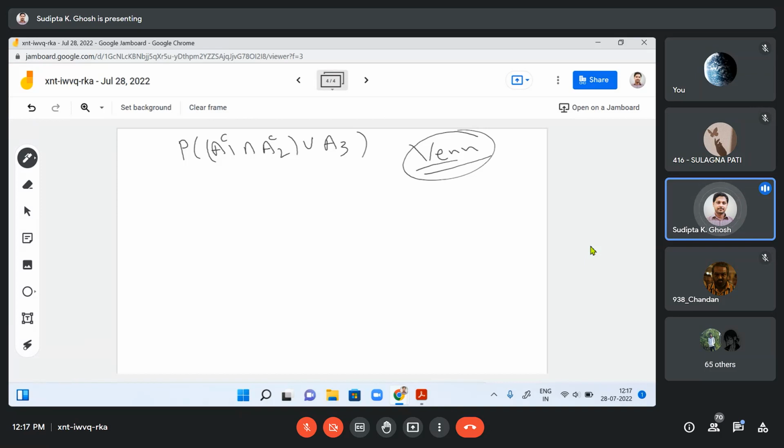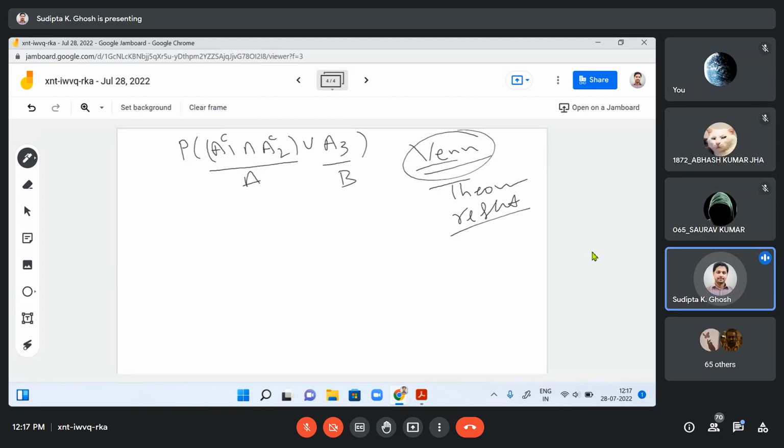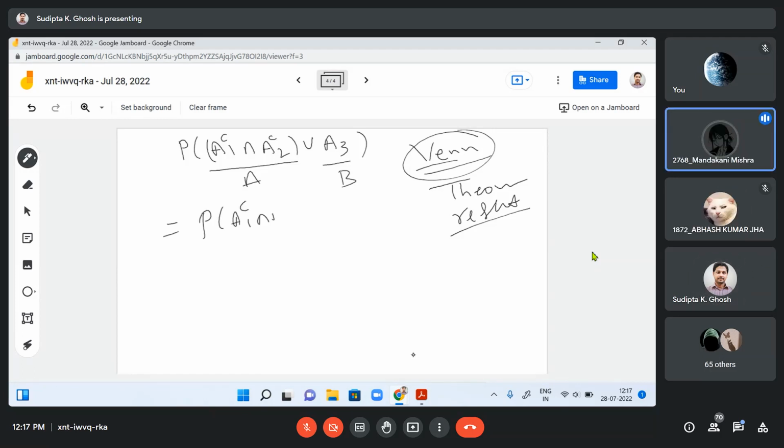because here I have the option to apply my theoretical results. Why? Can anyone tell me why I can apply the theoretical results? Because I can consider this is my A and this is my B, correct? Please tell me. Yes, sir. So what is my formula? Anyone? The complement of all, and the summation with A3. Like this, am I correct, student? Please tell me. Yes, sir.